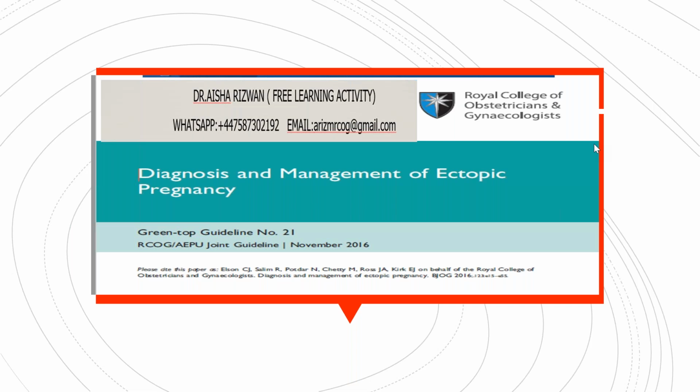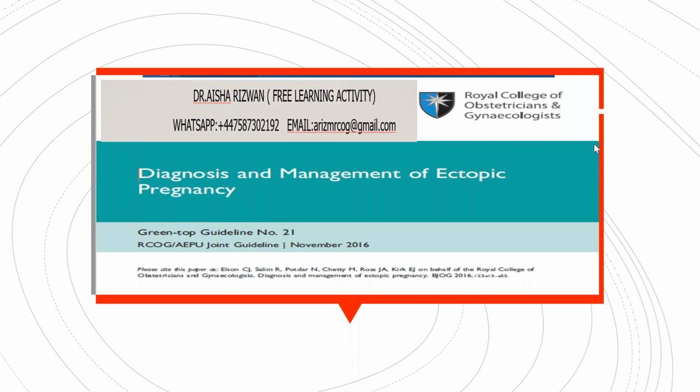So what is the chance of having persistent trophoblastic tissue after salpingotomy? Your answer is 3.9 to 11%. This question has also been asked in the single best answer format.